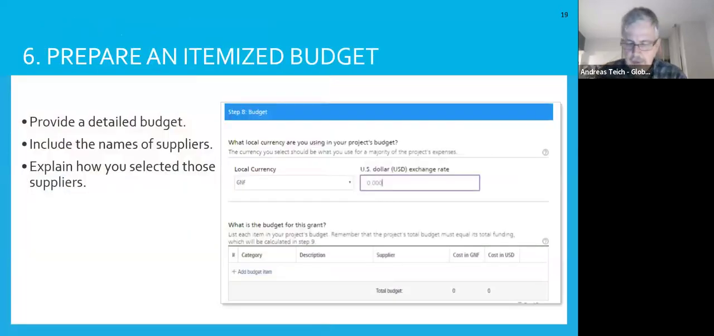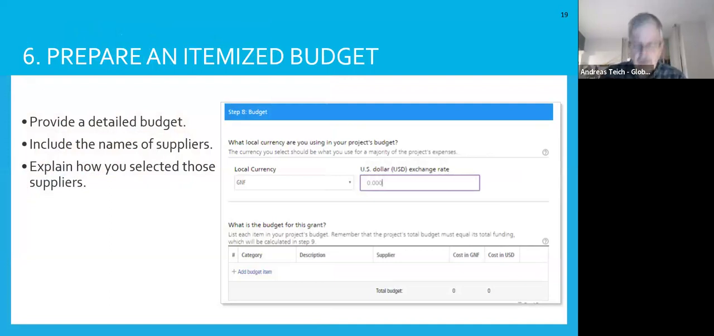As part of your application, you'll provide a detailed budget that includes a description of what you're spending money on, the names of the suppliers, and the costs in both the local currency and US dollars. Ideally, you want to include more than 10 or 12 budget items, and you can provide additional details as attachment if necessary. Be sure to clearly explain the process you use to select vendors.